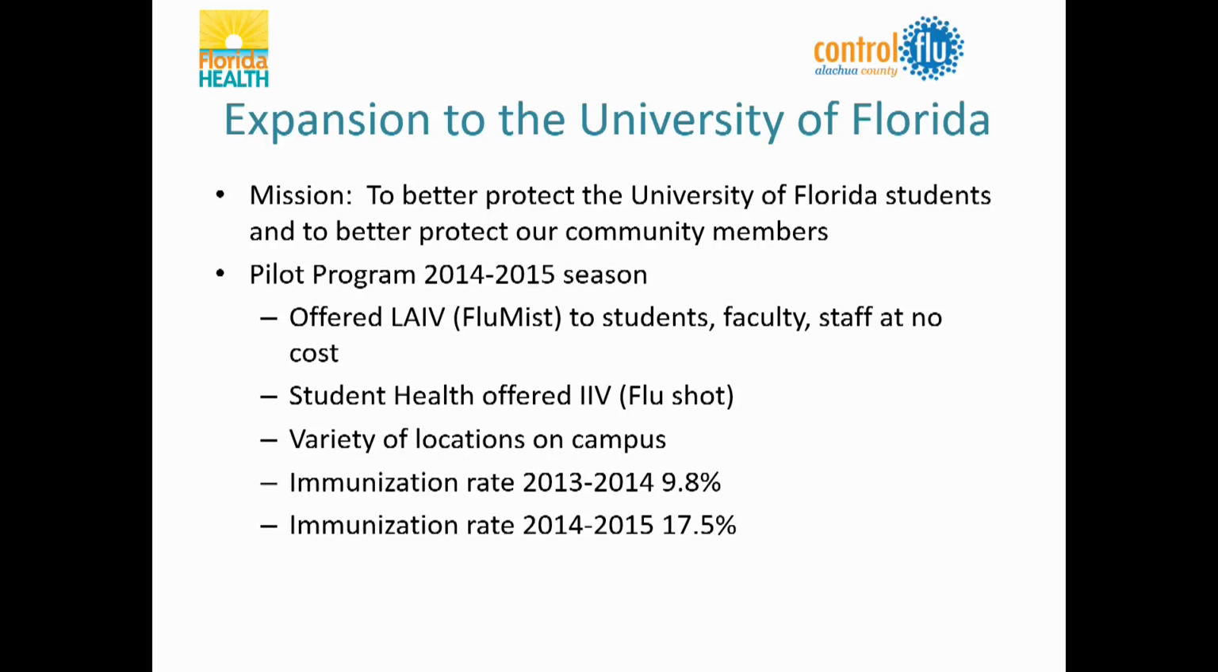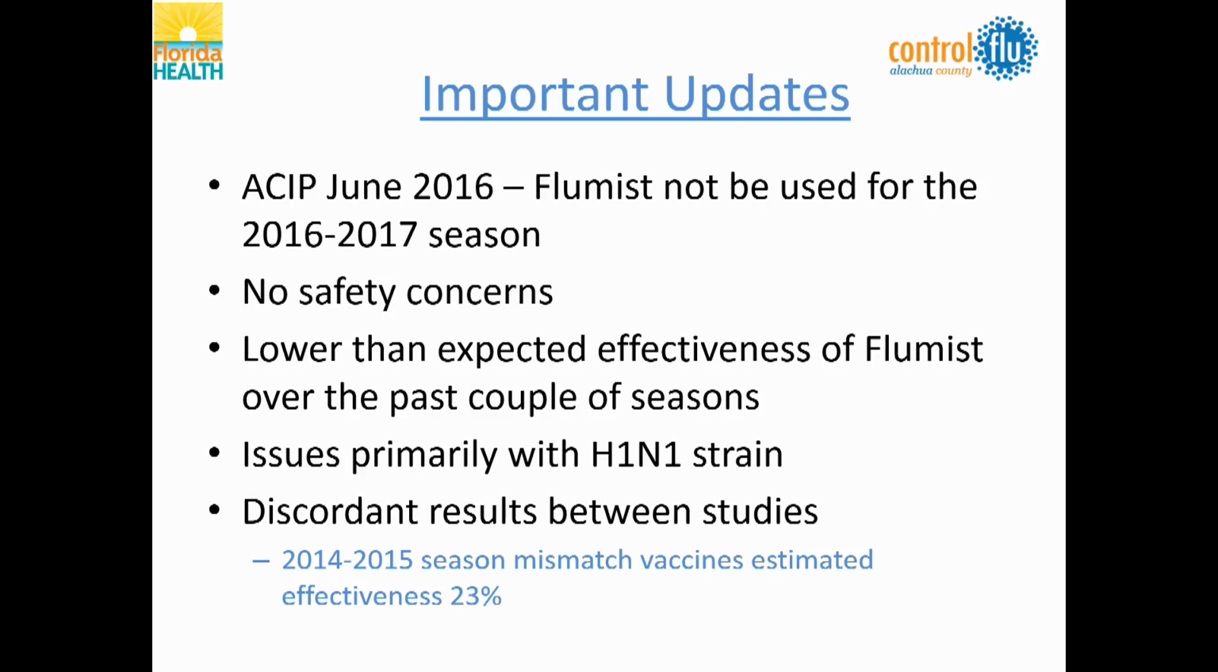Our program offered the flu mist, whereas the Student Health Center offers flu shots. So they had two choices. And we did the program in a variety of different locations to give them more opportunities to get vaccinated. Immunization rates on college campuses across the United States are very low, and we were right there with them with a 9.8% immunization rate in 13-14. And by offering flu mist and offering different venues, we actually increased the immunization rate in 14-15 up to 17.5%. And we are going to continue offering flu mist at the University of Florida.